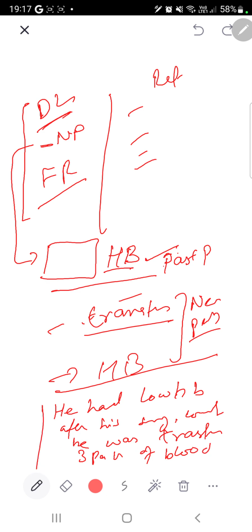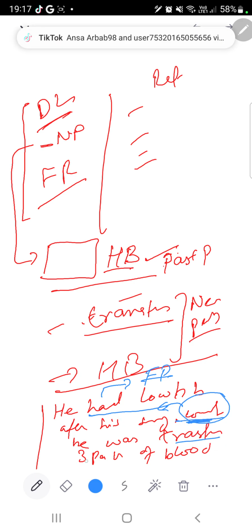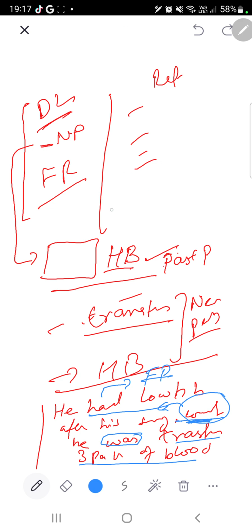So these two events are from the past, right? But you can see what we have done. He had low HB. That is the far past, right? After his surgery. Consequently, this is a clarity device, or cohesive device, that will make it more clear. He was transfused. For the consequences of this, he was transfused 3 packs of blood. So past simple. So when we have to differentiate two events in the past, the first one was far past and the second one was in the near past, we can use these two tenses together.